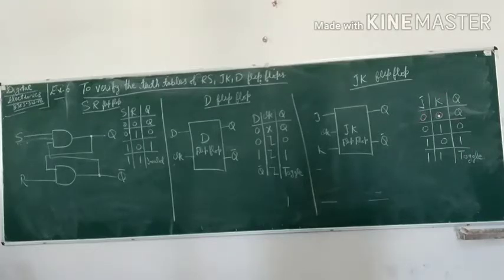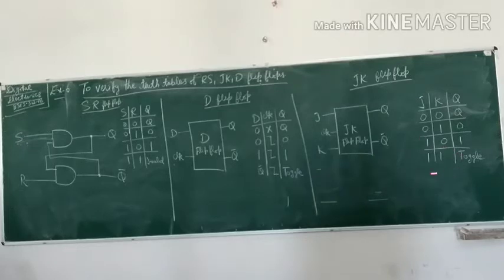When both J and K are 0, it will remain in the previous state. If it is in set state, it will remain in set state, and if it was in reset state in the previous one, it will remain in the previous state of reset. So when J is 0, K is 1, that means we are supplying the reset. So Q will become 0. So that means the circuit is in reset state. When we apply J as 1 and K as 0, the system will be in set state.